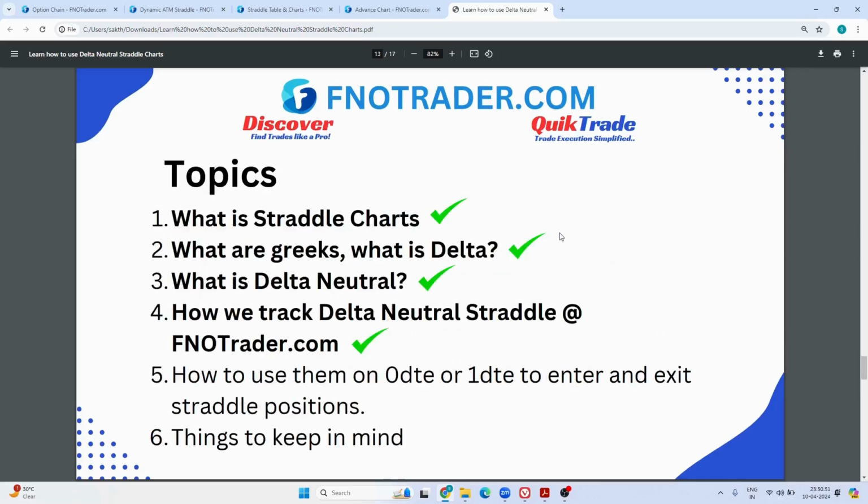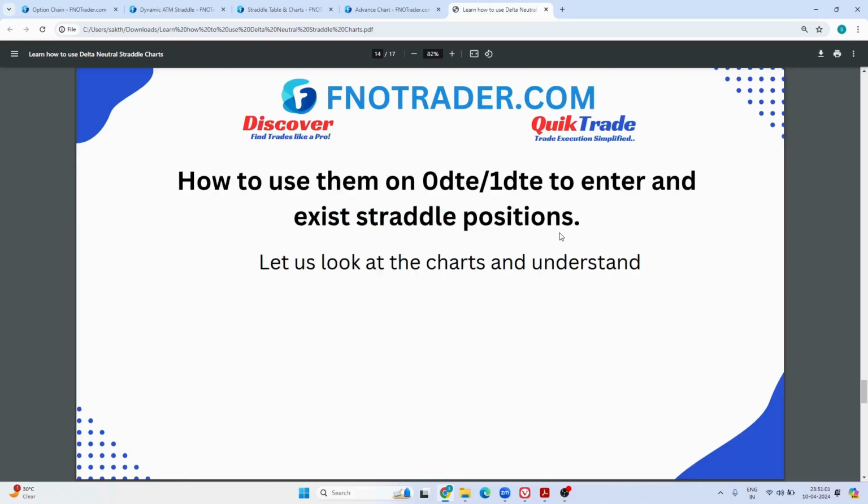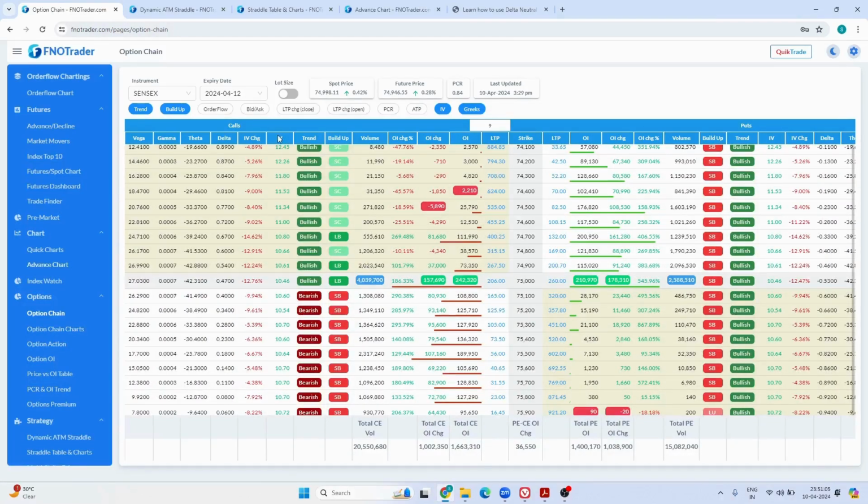Now let's look at how we use them on an expiry day or 1 day before expiry day to enter and exit straddle positions. Let's look at what exactly this is, an option chain.